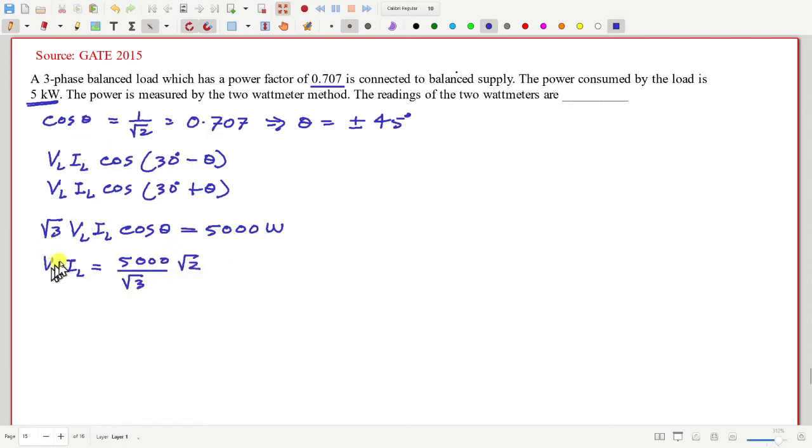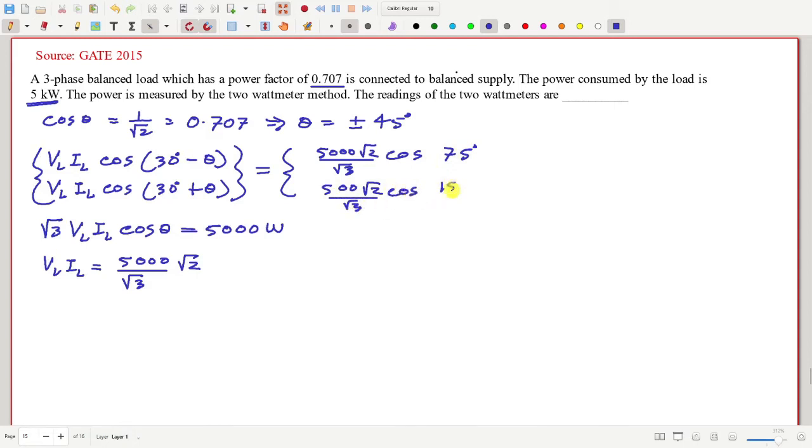Now you can put the value of this VL IL in this equation. So the two readings will be 5000 root 2 by root 3 cosine, one of them will be 75 degree, and another will be this. Which one is which, we don't know, but anyway you can find out what these two readings are. Okay, fine. Is it fine? Any question?